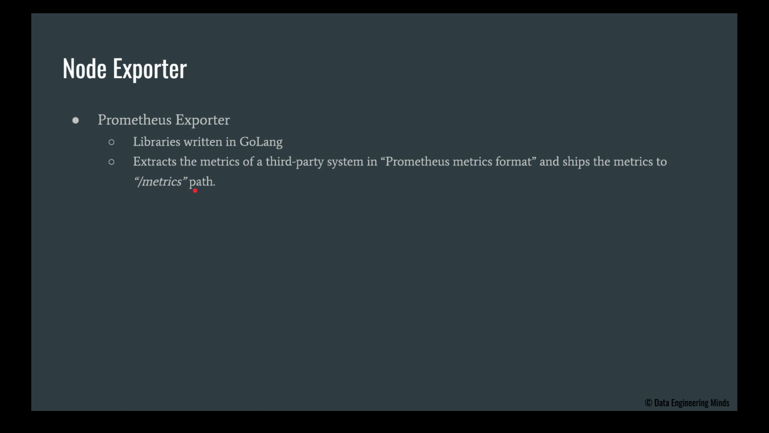So if there is a system that you would like to monitor and this system doesn't expose the metrics in Prometheus metrics format, then in such cases you can install the Prometheus exporter application inside your machine, and then you can extract the metrics of the third-party system that you would like to monitor and then ship the metrics to the /metrics path. So Prometheus exporters are available for various types of third-party applications. For example, databases like Postgres, Oracle, or messaging systems like Kafka, or even for applications like Confluence and Bitbucket.